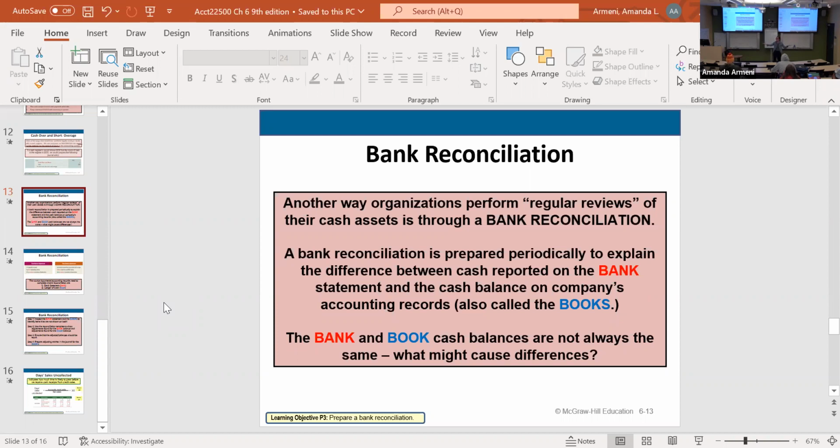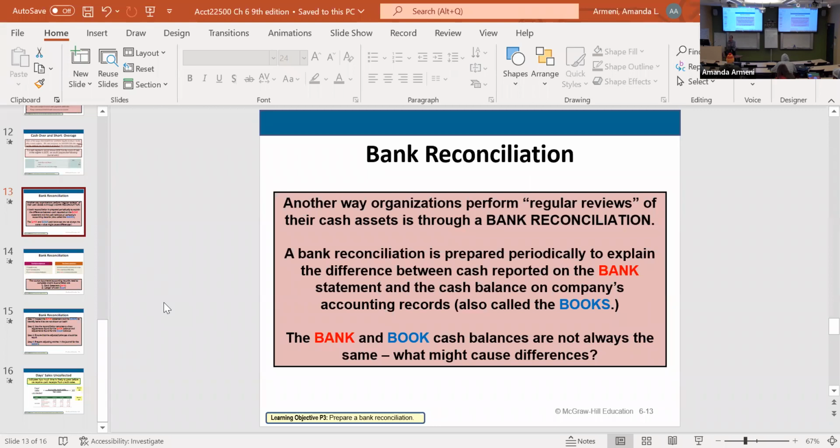Timing differences. Now, can this process uncover fraud and mistakes? Sure it can. In the bubble of this classroom, we're going to assume just honest timing differences. We're not hunting for fraud. I just want you to understand the process that we go through to perform this bank reconciliation. And again, the purpose of it.